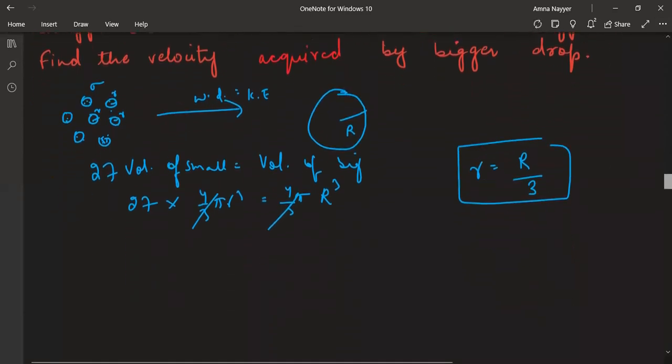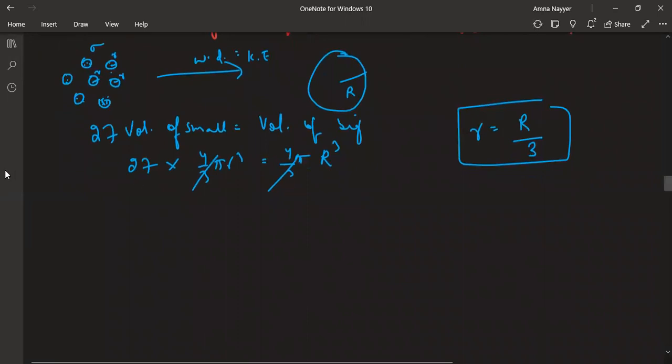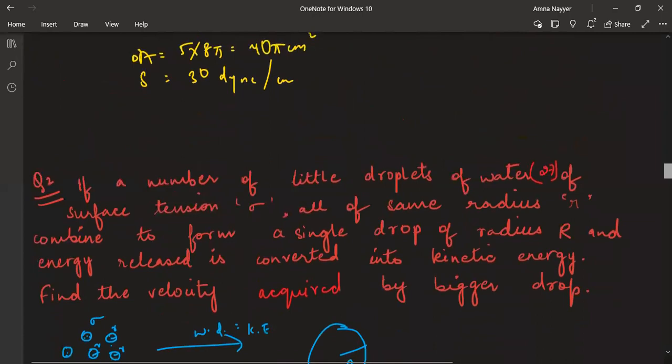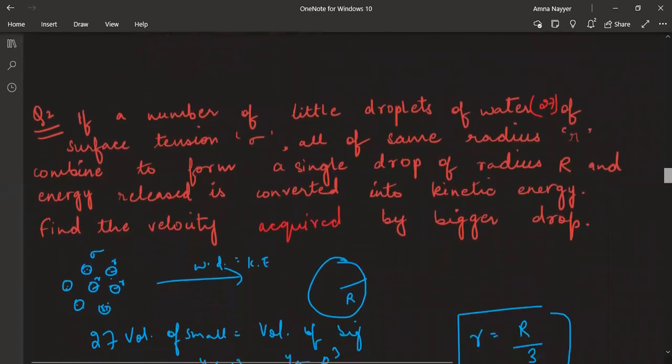We have the relation between the radius now. See how to calculate the change in energy. Soap is not mentioned, no? Soap bubble is not mentioned. Number of droplets of water. So water is given. Soap is not given.